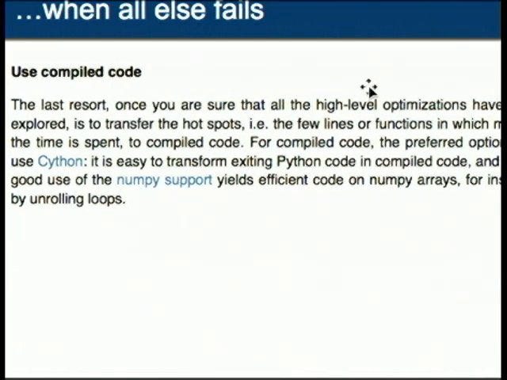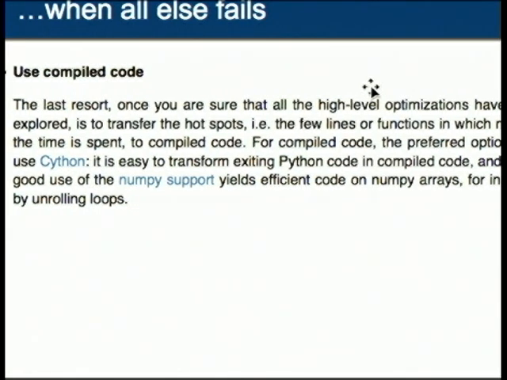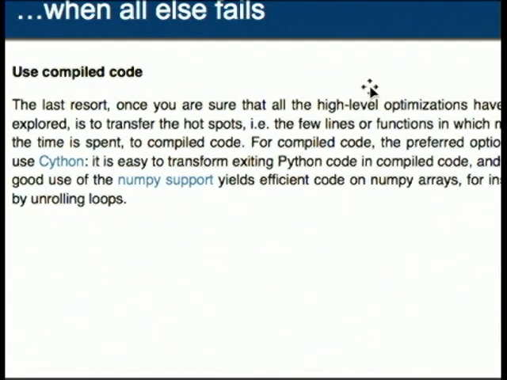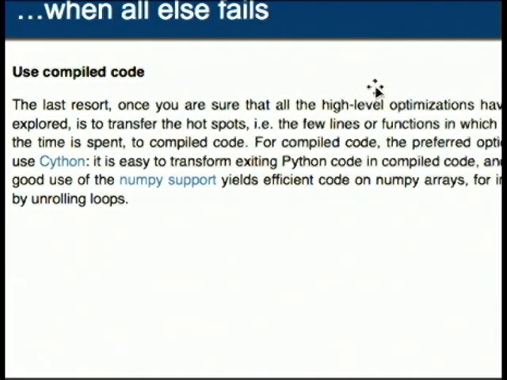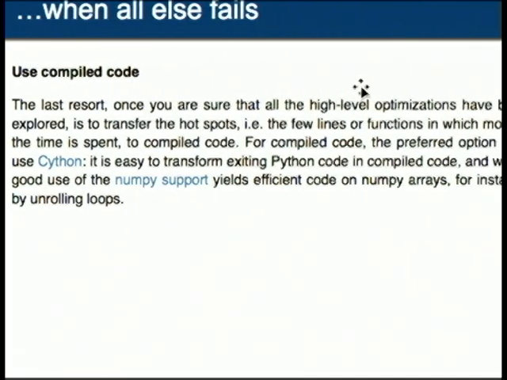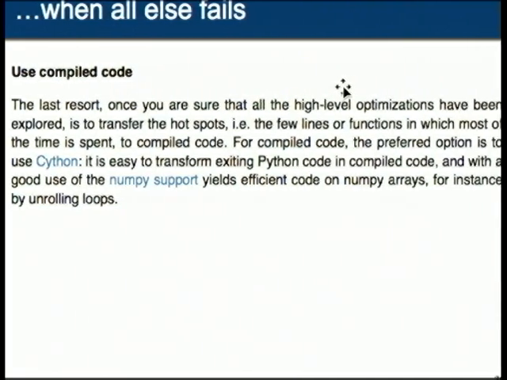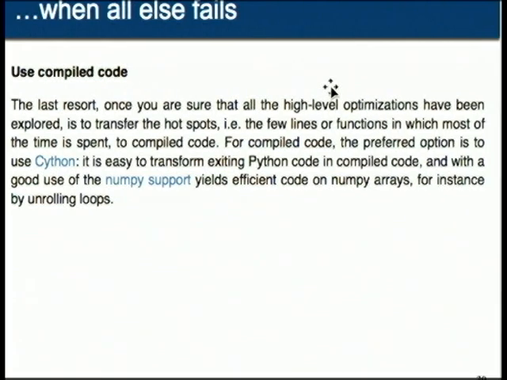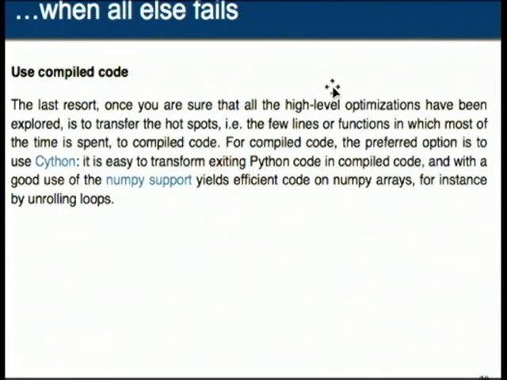All right. So now, when all else fails, and you've squeezed the last bit of performance out of your serial code that you can, and you still have to get it faster, then you drop into compiled code. So now we'll be very quickly going through some of the stuff you would use for speeding up Python code with compiled languages.